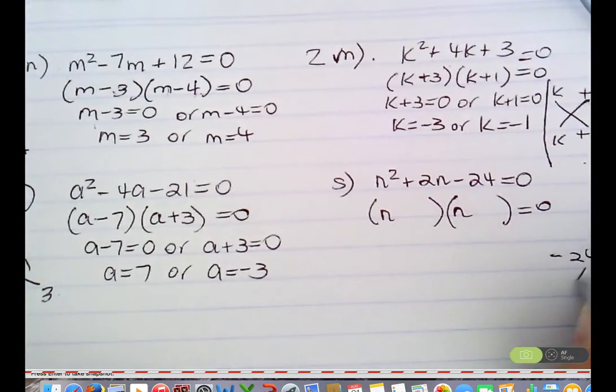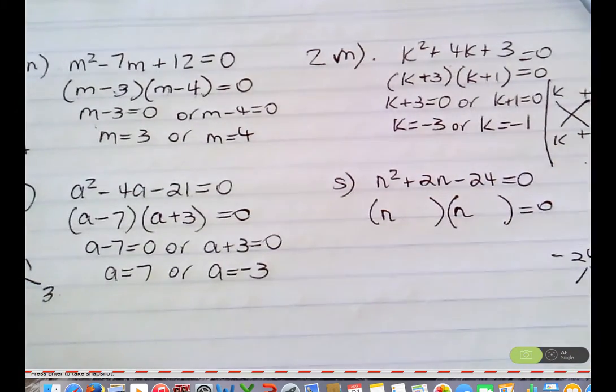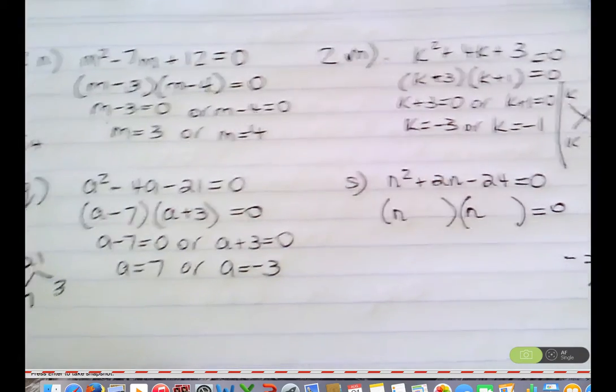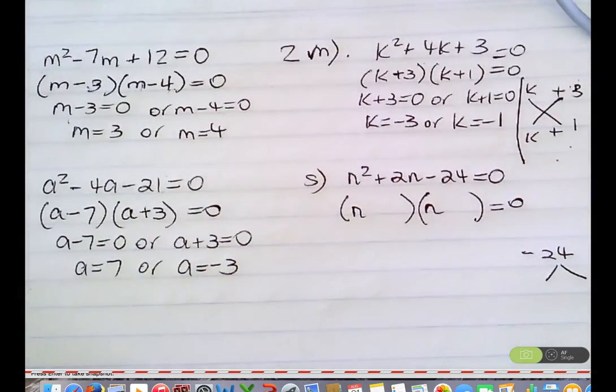I want two numbers that multiply to give negative 24, but add up to give positive 2. Now just think of all the factors of 24. Would it be 1 and 24? 12 and 2 can only give you 14 or 10. Add them together, you'd get 14. Subtract them, you'd get 10.